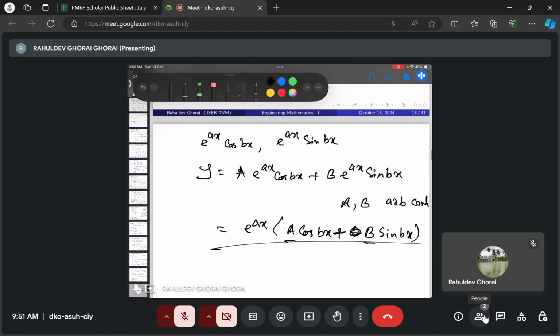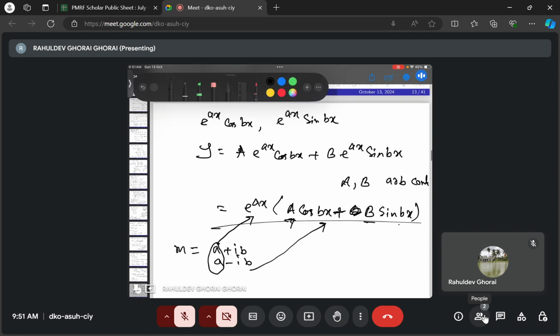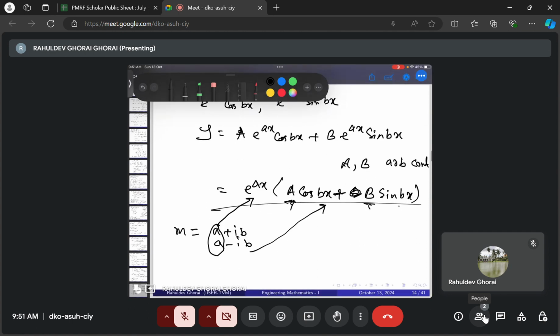So when you have roots m equal to a plus ib and a minus ib, which are complex roots, then it will be like e to the power ax. The real part will come into the picture here, and the complex part will be here with some arbitrary constants a and b. Okay.